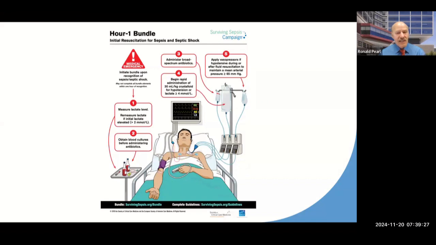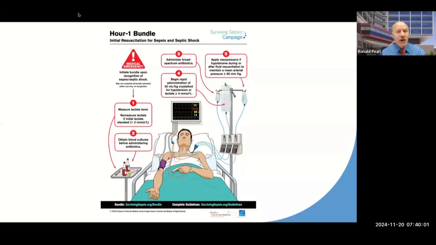In general, the recommendation is 30 milliliters per kilogram. Crystalloid is the fluid of choice. And to give that 30 mils per kilo, basically in an adult, that's 2 liters of fluid within the first 3 hours. And if the patient continues to be hypotensive, lactate doesn't come down, continue more fluid administration beyond that amount. And finally, rapidly restore blood pressure.